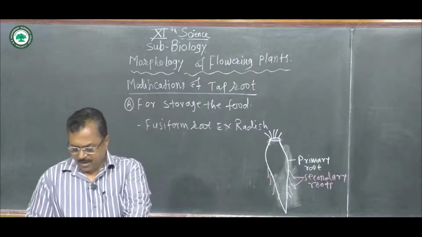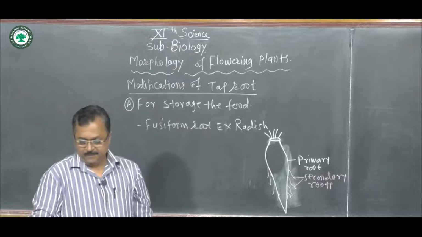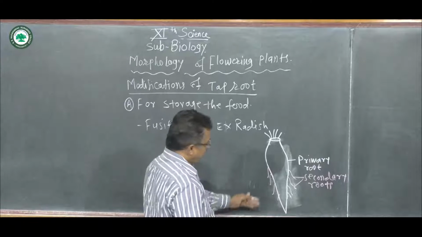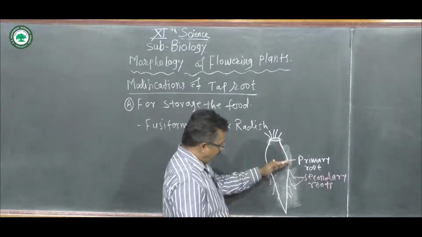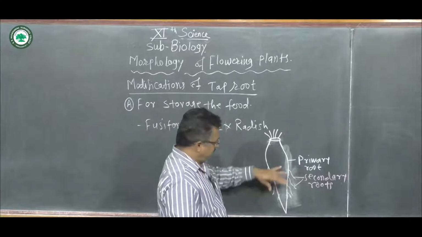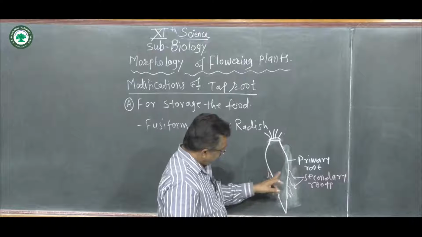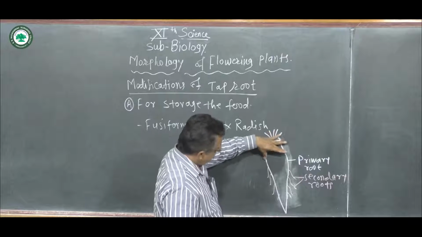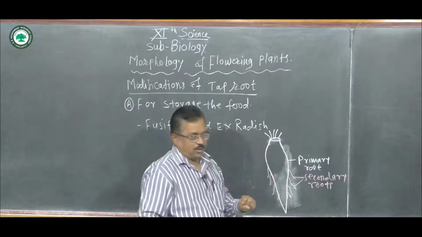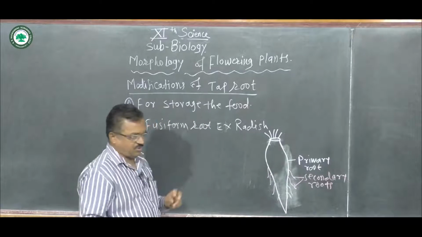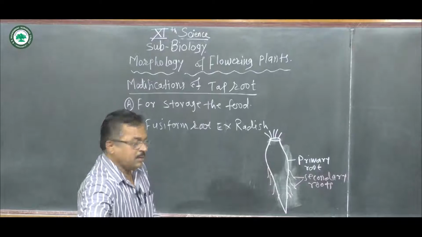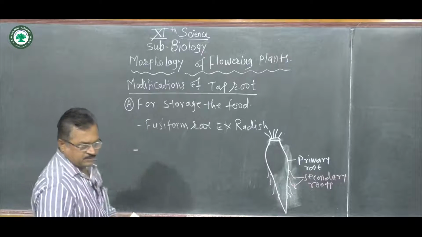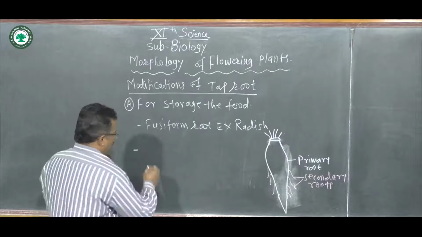On the apical part of the root, secondary roots are present, and the middle region is swollen. For example, radish. Then the second type is the conical root.